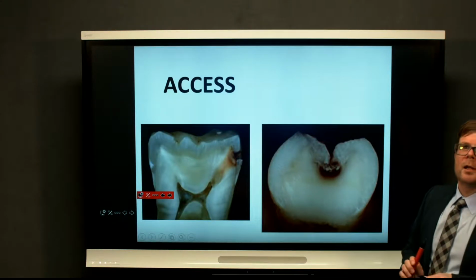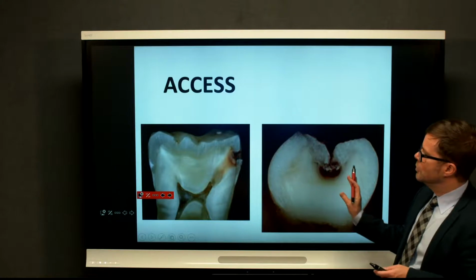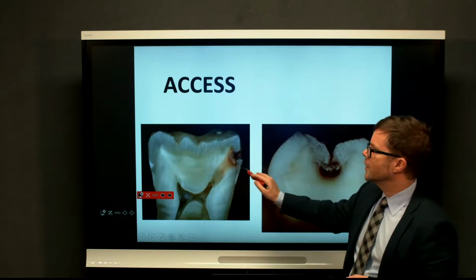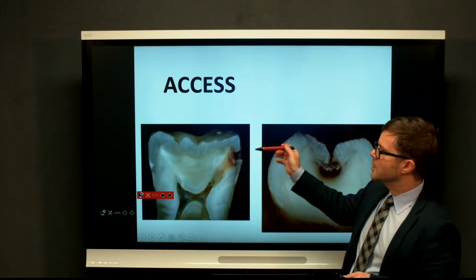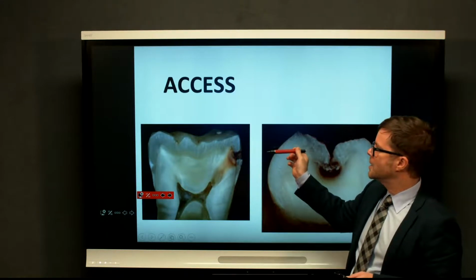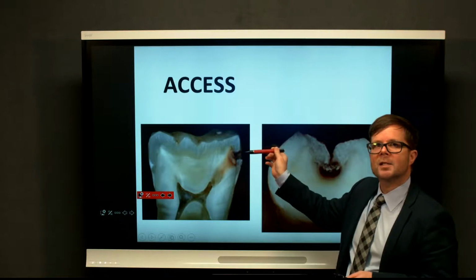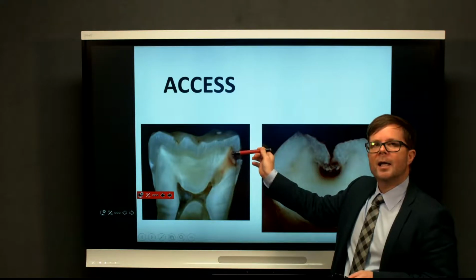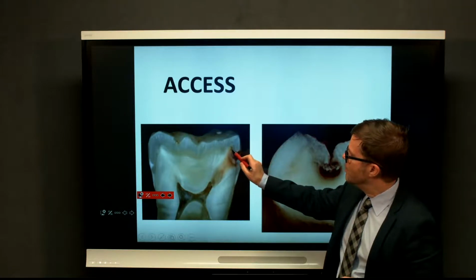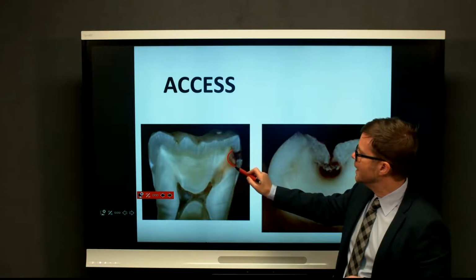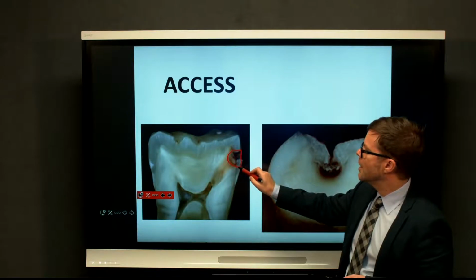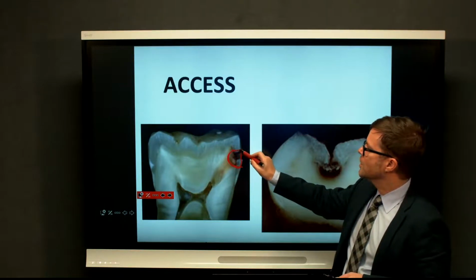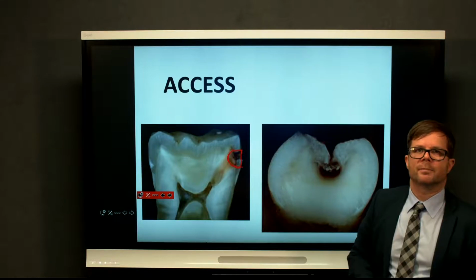So, talking about access, we have two different cases here. Here is a lesion on the distal surface of a tooth. Now, if there was no tooth next door to it, our access would be relatively simple. We just access from the side into the cavity. We'd remove the necrotic dentine, and then we would eliminate any unsupported enamel. So our cavity design would look something like that.